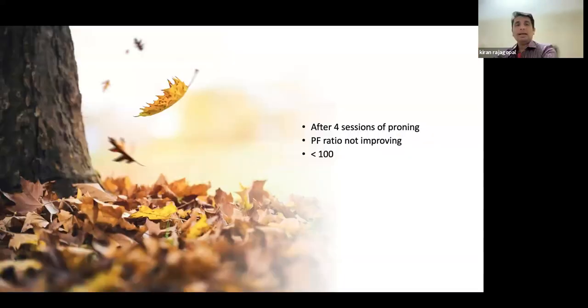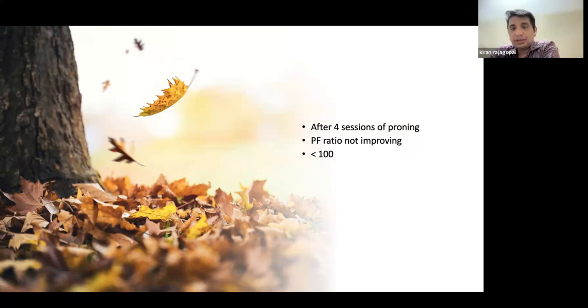Okay, so now our patient had proning for around 4 sessions, that is 4 into 16 hours. After making him supine after the 4th session, he is still not improving, or the PF ratio is still less than 100. Now, what is the next option? I told you there is no limit for proning. We can even go for another session of proning. There is no issue with that. But we have one more option left.